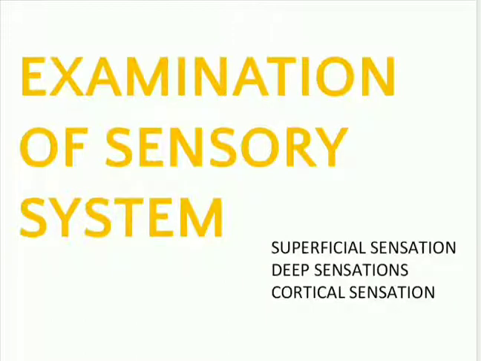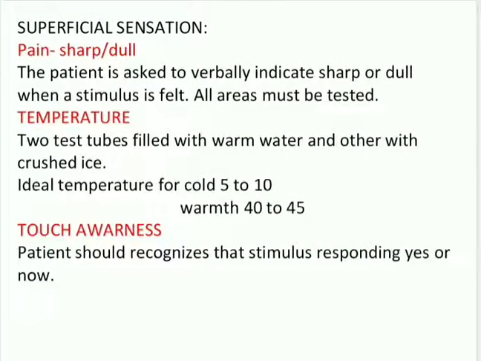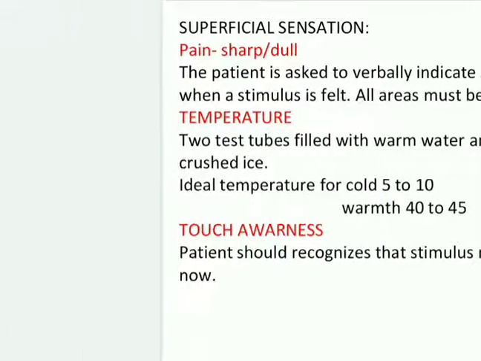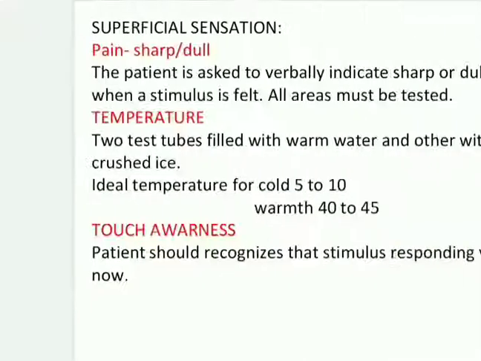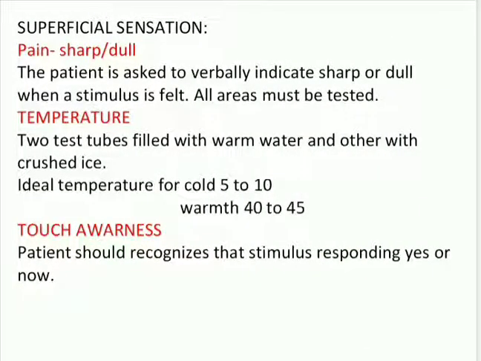Today we'll learn the topic of examination of the sensory system. In this we have three sensations: superficial, deep and cortical sensation. While entering into the superficial sensation, first we will go to pain, which might be sharp pain or dull pain. How do you examine pain?